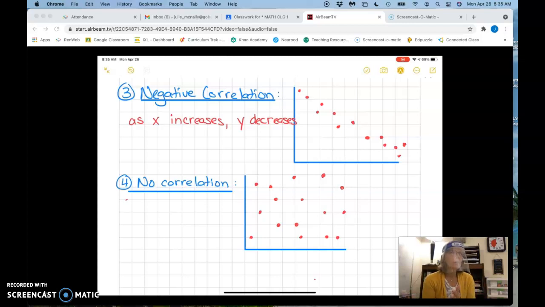A common example for this type of data is comparing your age to your hair color. Okay, does hair color have anything to do with age? No. So a graph comparing those two things would look like this, no correlation at all.